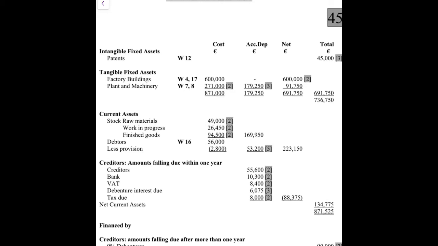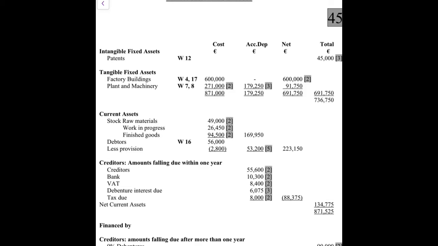The way I would do it is I'd have my tangible and then my intangible, but we'll go through it this way anyway. It doesn't make a difference. I'll go ahead with the way it is in the layout. So you've got your patents figure, and it's your €45,000, which is your new patents figure, coming from our workings. So it's the 60,000 minus the 15, which is your €45,000.